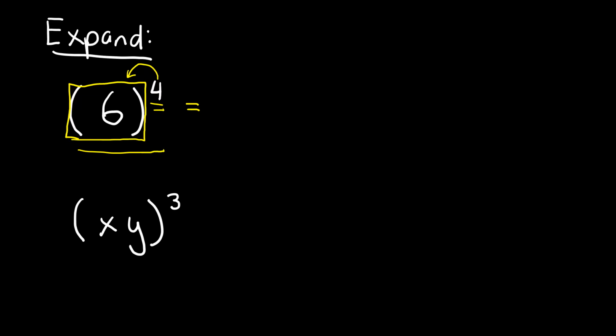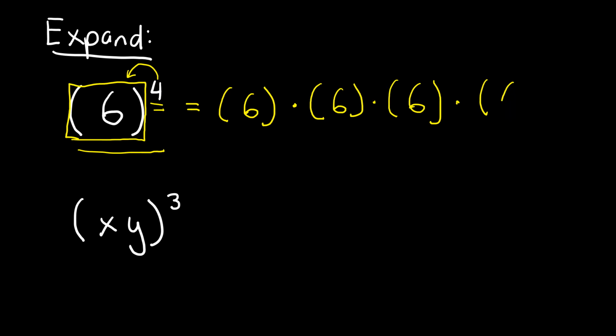So if we were to be very technical, this means it's open bracket 6 close bracket times open bracket 6 close bracket times open bracket 6 close bracket times open bracket 6 close bracket. There is no need for an extra multiplication here because we only need 4. If we were to just get rid of the brackets, this would simply be 6 times 6 times 6 times 6.